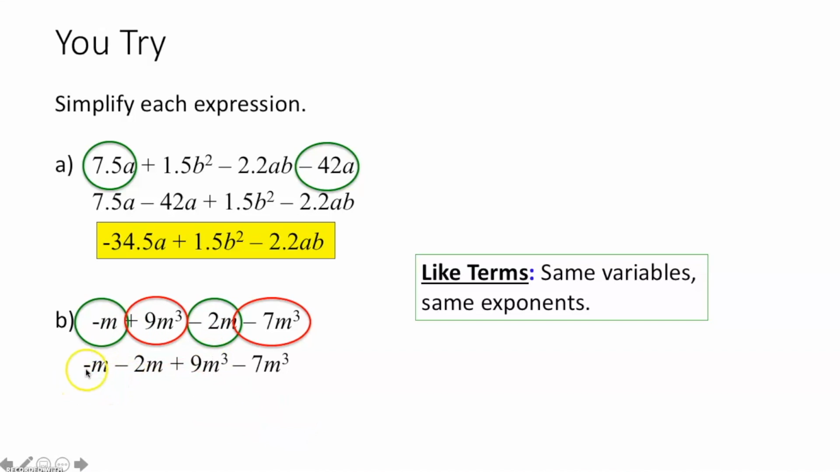Now we can simplify this a little bit further. This is the same thing as negative 1m minus 2m. So negative 1m plus negative 2m would be negative 3m to the first. Don't change the variable or the exponent when you add or subtract. Those stay the same. You're just changing the number out front. Here, 9m cubed minus 7m cubed, we're just changing the number out front. 9 minus 7 is going to give me 2, and I'm done.